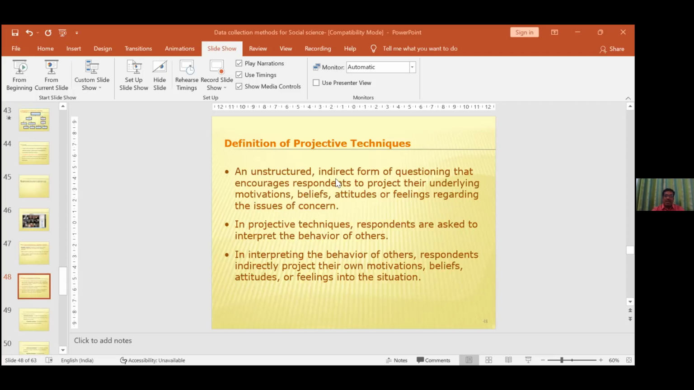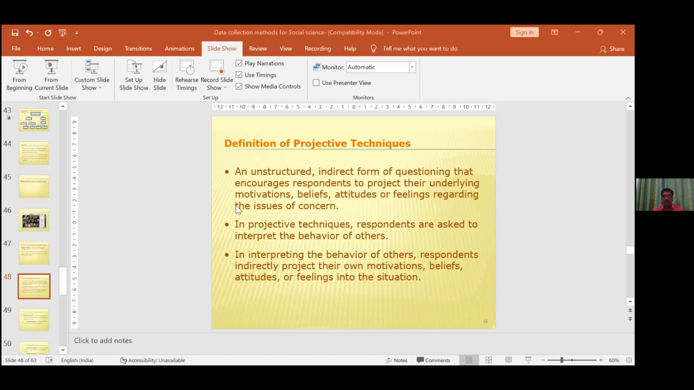An unstructured or indirect form of questioning that encourages respondents to project their underlying motivations, beliefs, attitude, or feelings regarding the issues of concern. This is very, very important. For example, I would like to collect some data. I would like to know the underlying motivation of the particular respondent. I would like to know what is the underlying belief system.